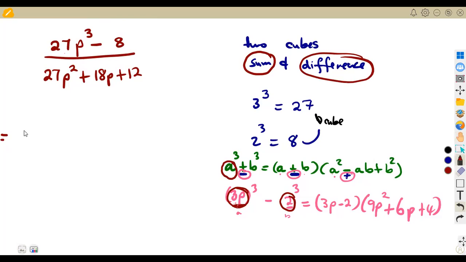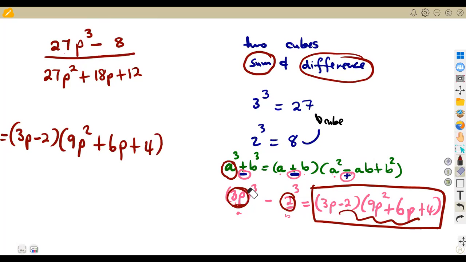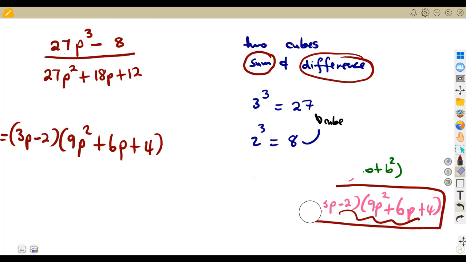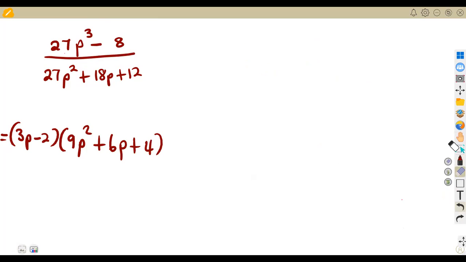All right, so this is equal to, we factorize this whole part, we got this answer here, which is 3p minus 2, like this, into the bracket of 9p squared plus 6p plus 4. In that case, you're going to just take this bracket as it is. That means you have factorized the cubic expression, which is the sum and the difference of two cubes. You can factorize them that way.